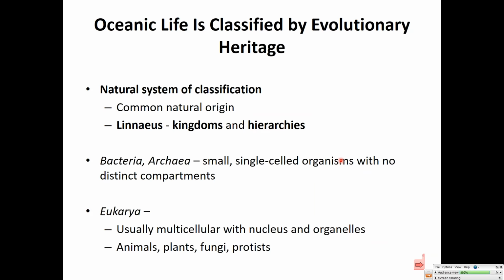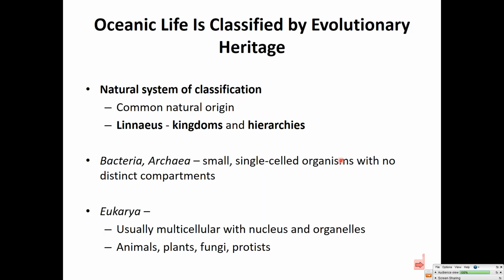And so we classify life in the ocean, or life in general, based upon its evolutionary heritage. We use a system of classification called the natural system, where organisms are put into levels of classification based upon their similarities. This is also called the Linnaeus system of classification because Charles Linnaeus, I think his name is Charles, developed it. This is where we have the kingdom, the phylum, the family, genus. Okay, that's the natural system of classification.